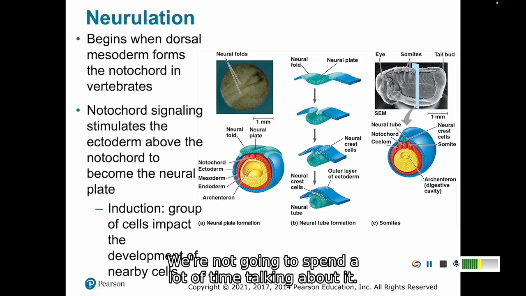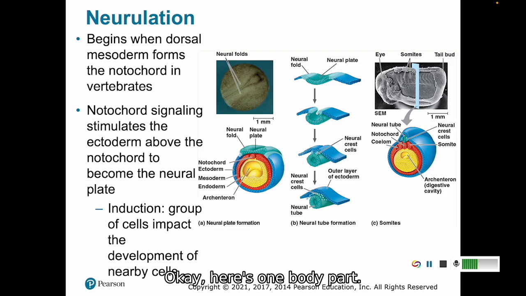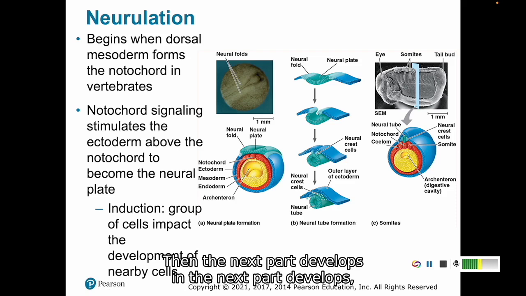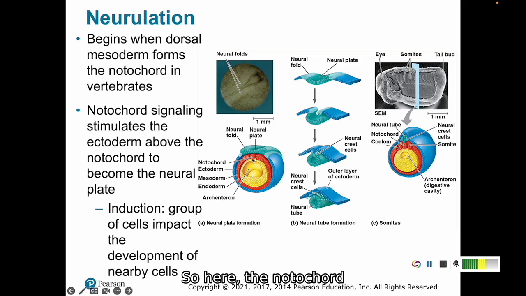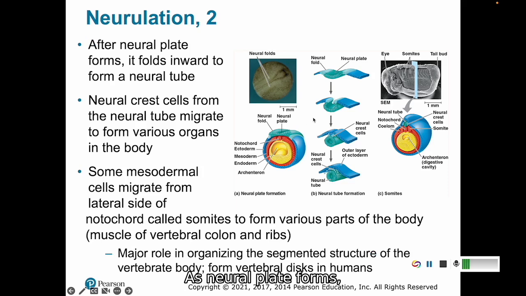We're not going to spend a lot of time talking about it. But this is how a lot of your body is able to say, okay, here's one body part, then the next part develops, then the next part develops, and the next part develops. So here, the notochord induces the development of the neural plate. As the neural plate forms, it will fold inward and form this neural tube. So that's what this middle picture here is, folding inward, and you're getting a neural tube.